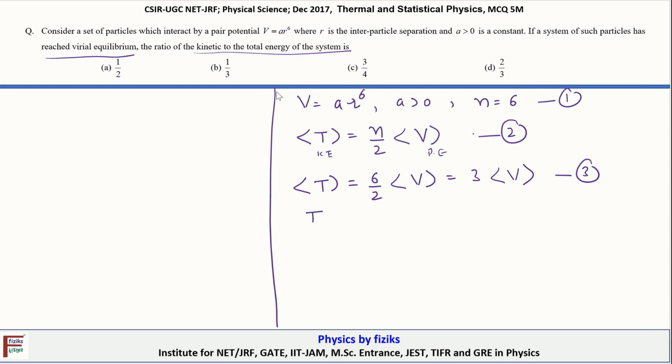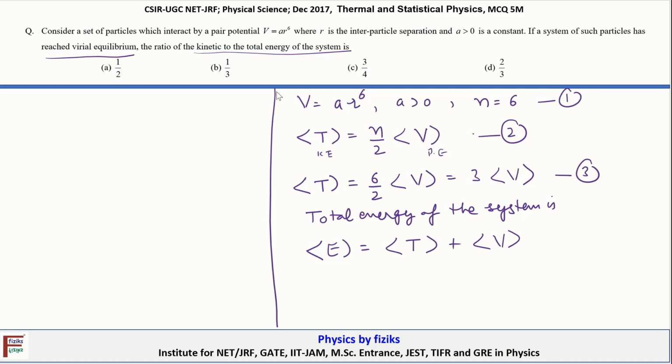Now the total energy of the system is the sum of the kinetic energy and the potential energy, T plus V. So this is equal to 3 times average V plus average V, and that is equal to 4 times the potential energy. So this is equation number 4.